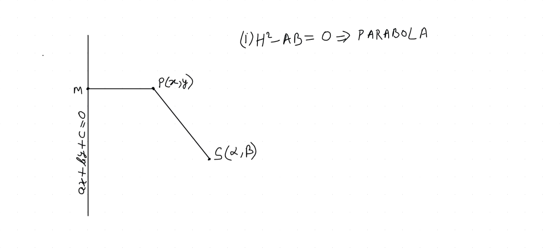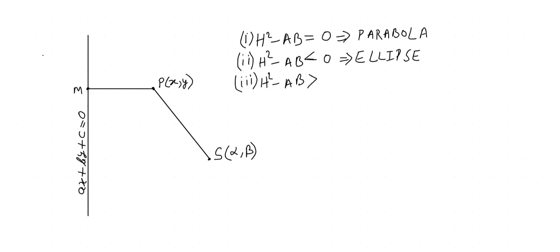Second thing, if h square minus ab is less than 0, it gives an ellipse. And third thing, if h square minus ab is more than 0, then it gives us a hyperbola.